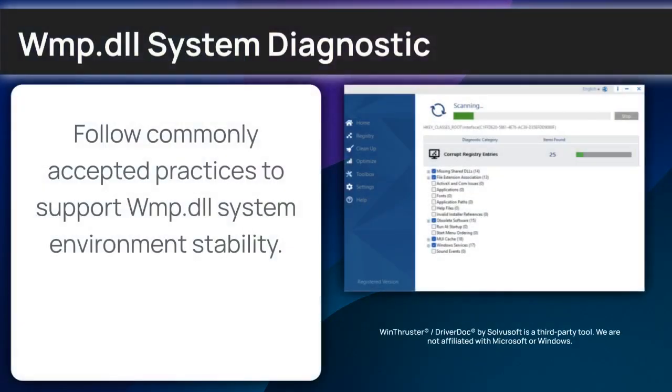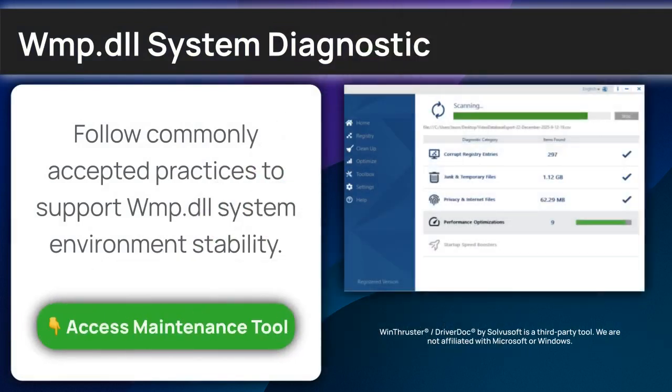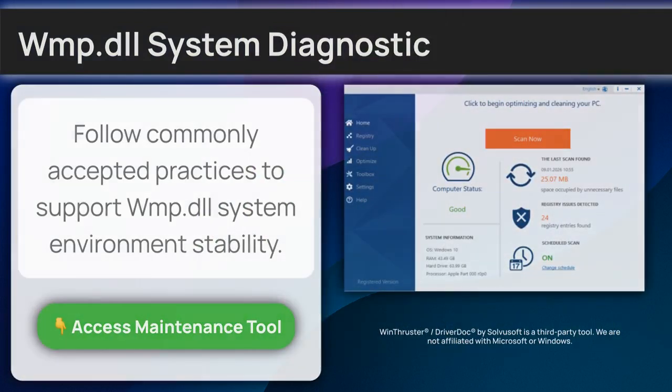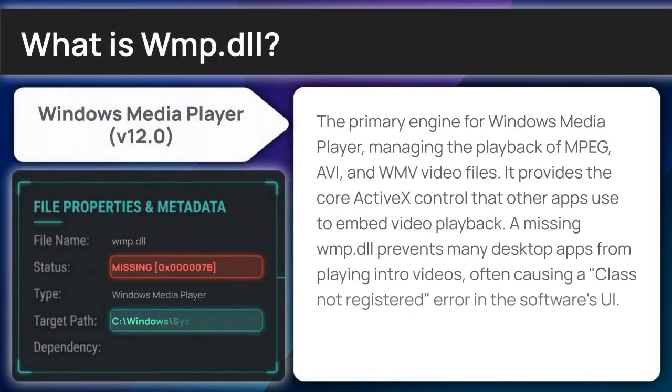To start our troubleshooting for Windows Media Player Library, you can follow my manual steps or use a utility for a clean environment review. This is the Windows Media Player Library, the primary engine for Windows Media Player, managing the playback of MPEG, AVI, and WMV video files. It provides the core ActiveX control that other apps use to embed video playback.